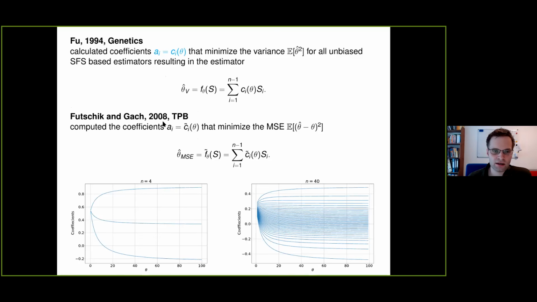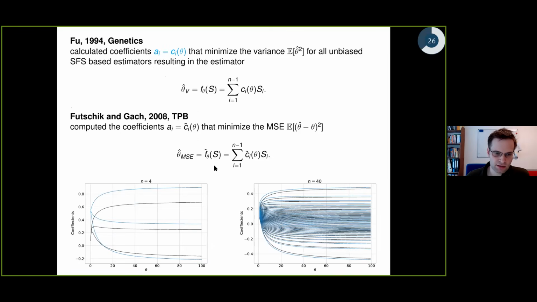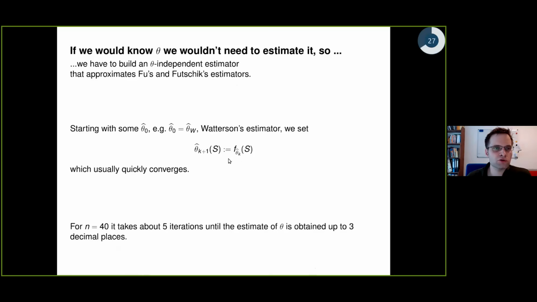Fu and Li in 2008 calculated the coefficients that minimize the mean square error. Those are shown, so Fu's is shown in blue here, and they differ. The black ones are by Fu and Li. And these coefficients here depend on theta. So the optimal parameter to estimate theta depends on theta. Of course, we do not know theta.